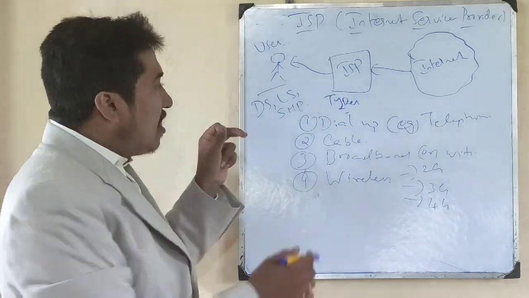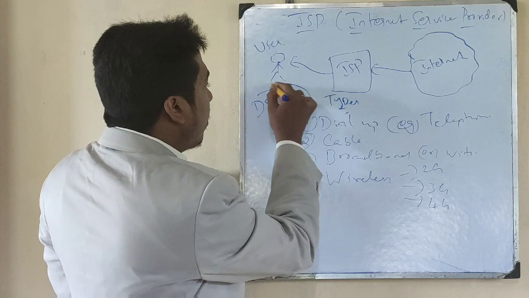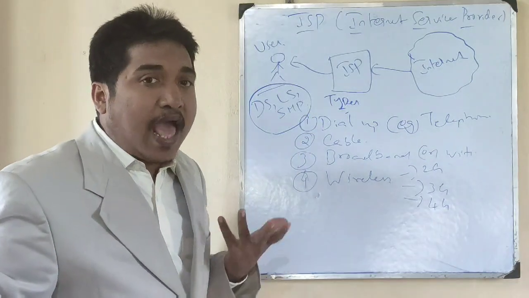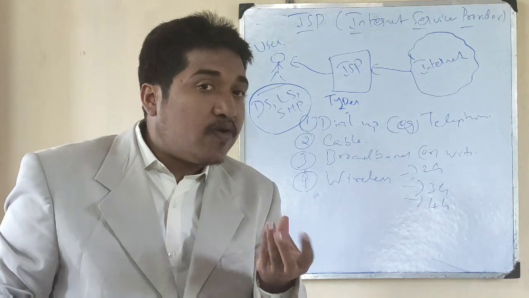ISP is going to provide. This is the device information. Don't forget that. Device information means what? Desktop computer system, laptop computer system, and smart mobile phone system.